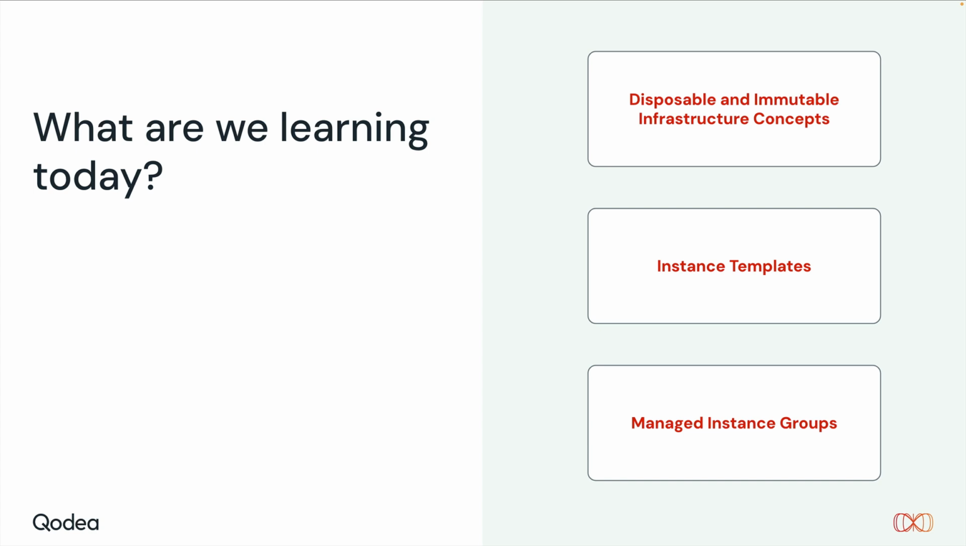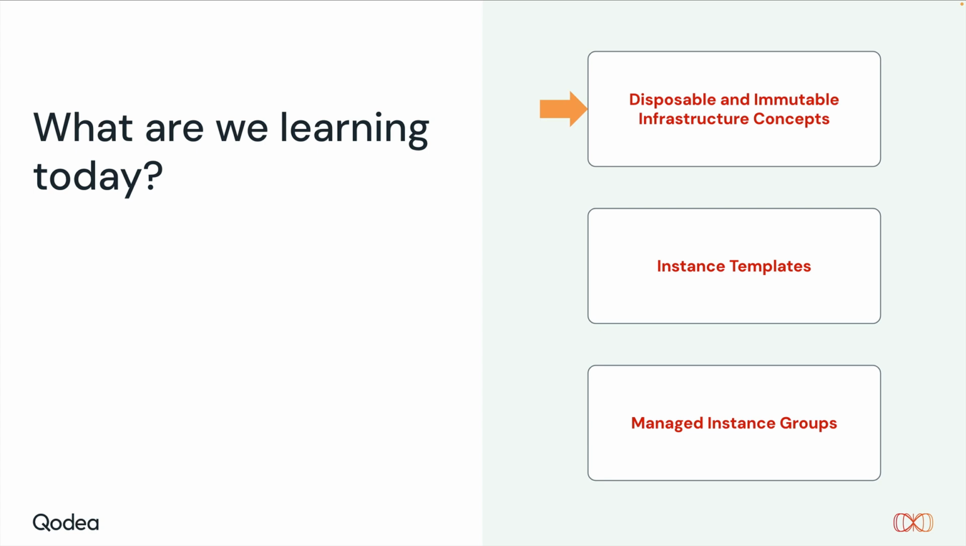Our agenda for today covers disposable or immutable infrastructure, which is a major theme in the design of reliable cloud infrastructure. We'll first introduce these topics conceptually and describe what they are and what they try to achieve. Then we'll look at how we can implement these design patterns with instance templates and managed instance groups. Finally, we'll see a demonstration of these principles as we build a backend in Compute Engine by using custom images, templates, and instance groups. Let's get started.